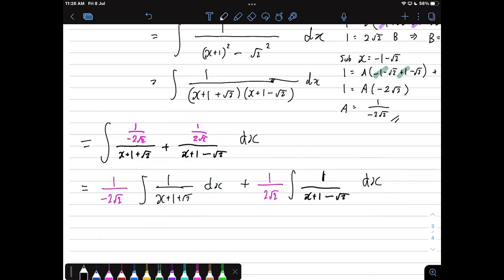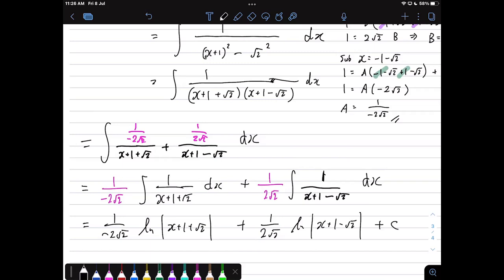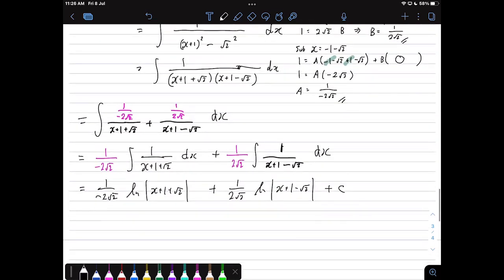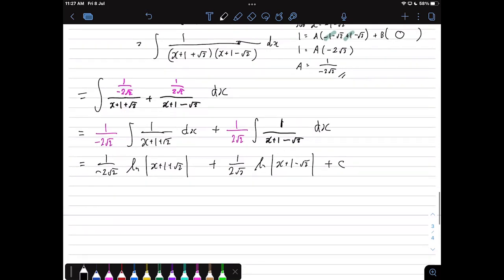How do you integrate 1 over x? It's ln. So 1 over negative 2 root 2 ln of modulus x plus 1 plus square root 2 plus 1 over 2 root 2 ln of modulus x plus 1 minus square root 2. I think once you practice a few times, it's actually quite fast. Way safer than using the formula. Okay, then now you got a plus, you got a minus, right? How do you combine into a single ln?